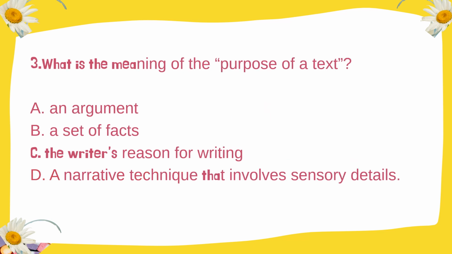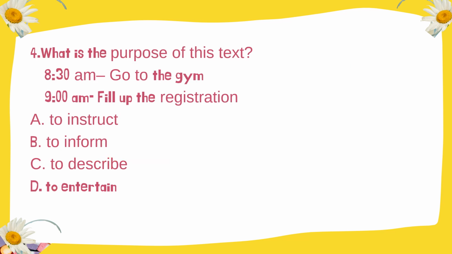Number 3, what is the meaning of the purpose of a text? The correct answer is the writer's reason for writing. Number 4, what is the purpose of this text? 8:30 a.m. go to the gym, 9 a.m. fill up the registration. Correct. It is to instruct.